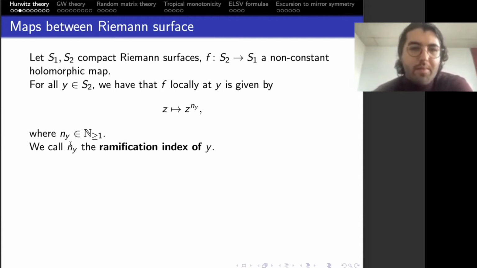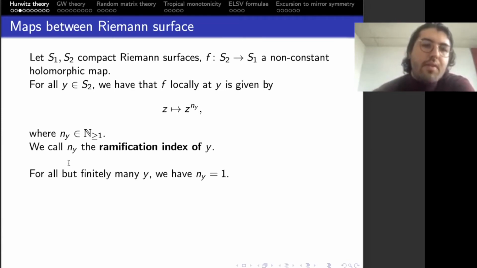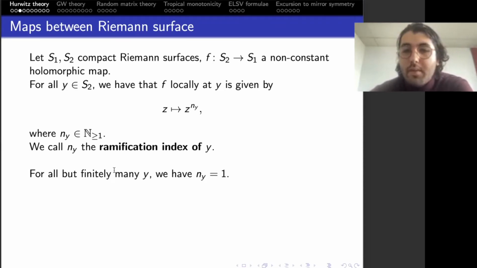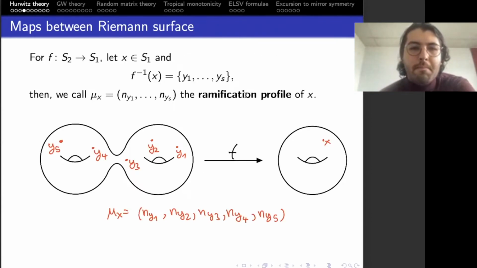theory of Hurwitz numbers. Well, the first observation is that for all but finitely many y, we have that the ramification index is equal to 1. So in other words, if I take such a non-constant holomorphic map between two compact Riemann surfaces, this map at almost all points, except for finitely many exceptions, is locally a linear map. So this is what the local structure is, and I might have finitely many exceptions where the map is more complicated.